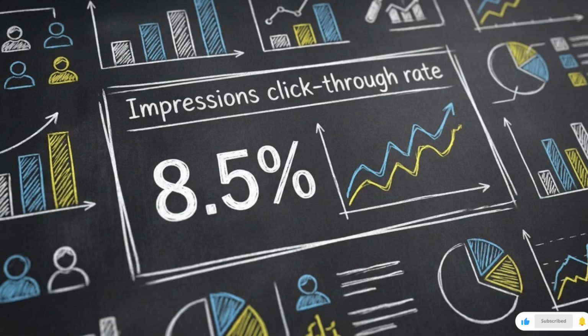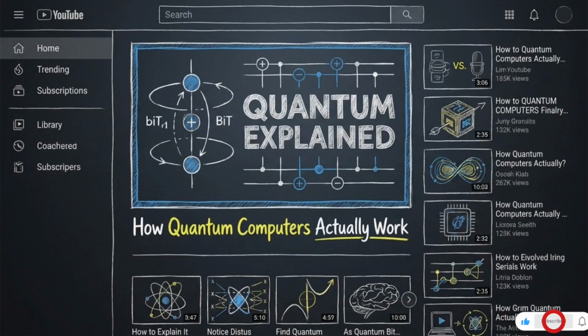Before publishing, open the YouTube app on your mobile phone. Over 70% of your audience watches on a small screen, so you need to verify that your thumbnail text is readable and your title isn't getting cut off.